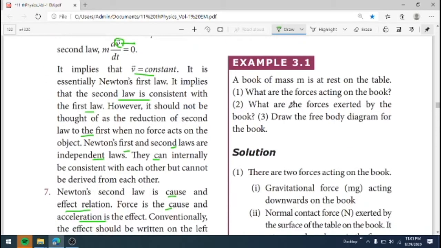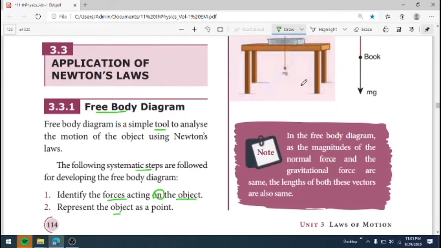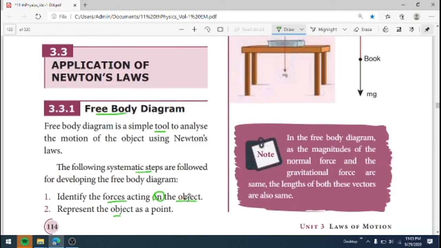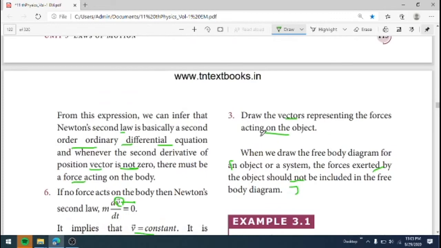Okay, இப்போ ஃப்ரீ பாடி டயக்ராம் அப்படின்னாலே உனக்கு என்ன முக்கியமான 3 பாயிண்ட்ஸ் நம்ம தெரிஞ்சிருக்கோம். ஃபோர்ஸஸ் என்னன்னா அந்த பாடியில் ஆக்ட் ஆகுது, அந்த பாடியை ஒரு பாயிண்டாக ரெப்ரசன்ட் பண்ணணும், அடுத்து வெக்டர்ஸ் ட்ரா பண்ணணும், ரைட், கார்ட்டீசியன் கோஆர்டினேட்ஸை வச்சு நம்ம வெக்டர்ஸ் ட்ரா பண்ணணும், ரைட்.